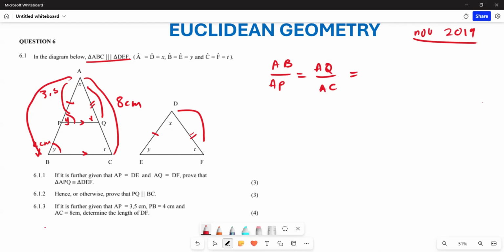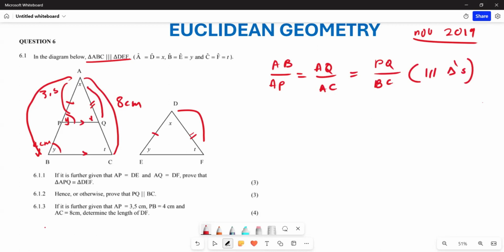This is going to be the same as also my PQ over my BC. This is what we get under similarity triangles. Similarity triangles or similar triangles, their sides are going to be in proportion, right? So which means if their sides are in proportion, this is what you are going to get from this particular side. But now, what else did we do?